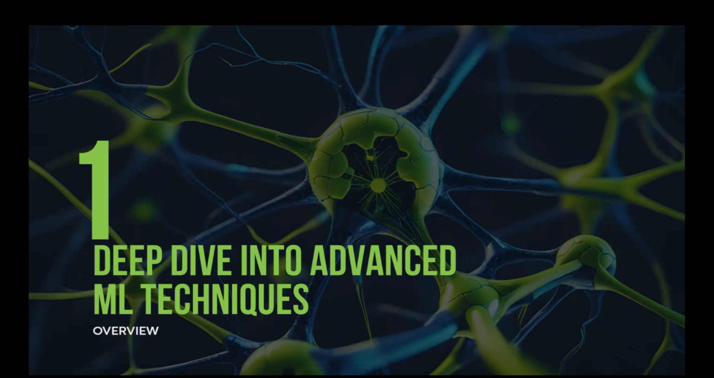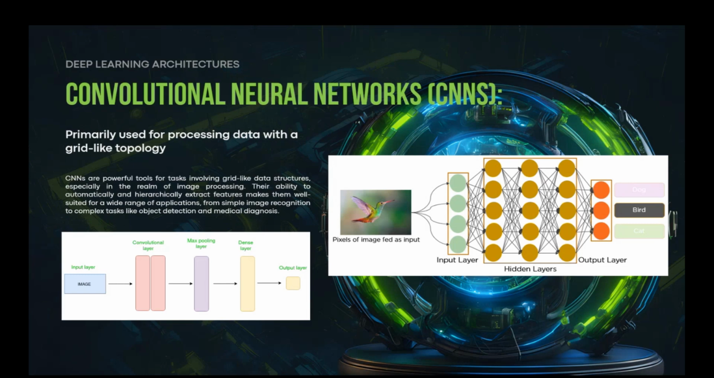So let's get started. The first topic I want to talk about today is the convolutional neural network, or what we call CNN in short. CNN is a class of deep learning models primarily used for processing data with a grid-like topology. This grid-like structure is most commonly found in images, where pixels are arranged in a 2D grid. CNNs can also be applied to other types of data, such as time series data, which is a one-dimensional grid, or volumetric data, which could be three-dimensional grids.